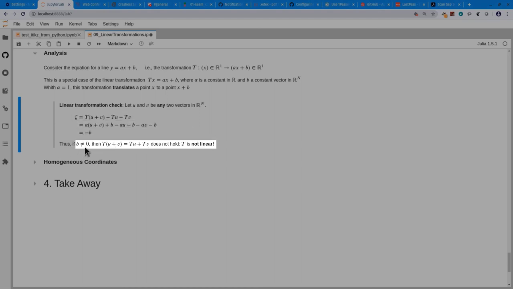So if that b vector is not zero, then that first property doesn't hold. That transformation is not linear. The equation of a line does not represent a linear transformation. So translating points in a plane, I can't write as a matrix.